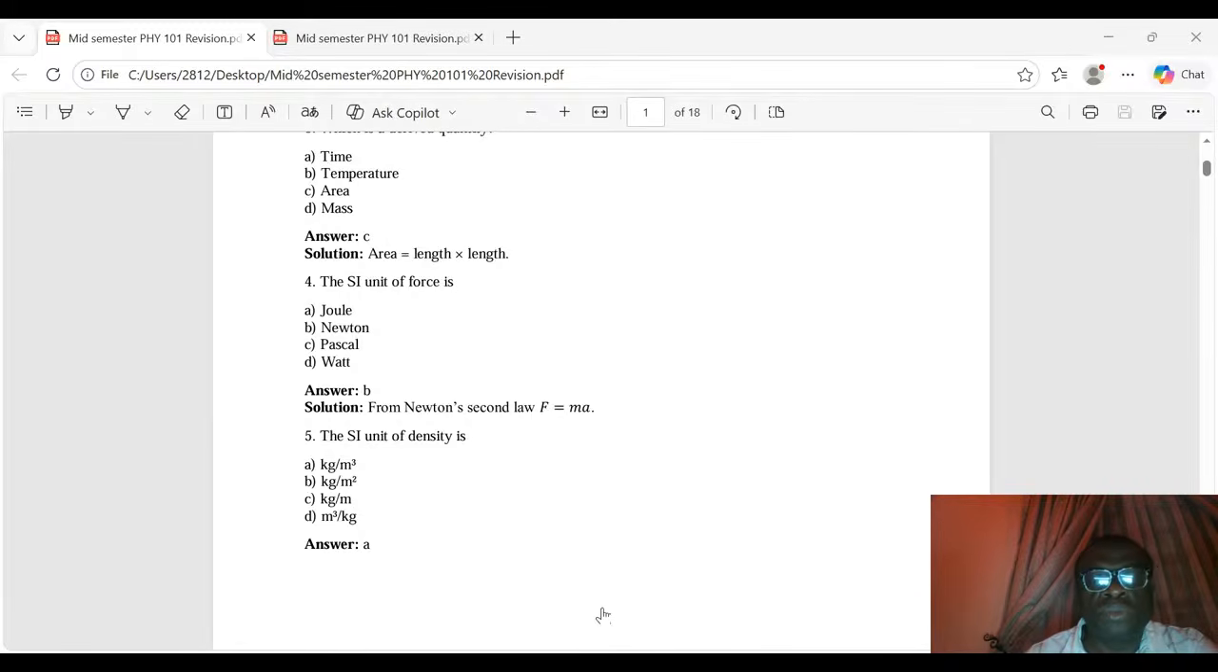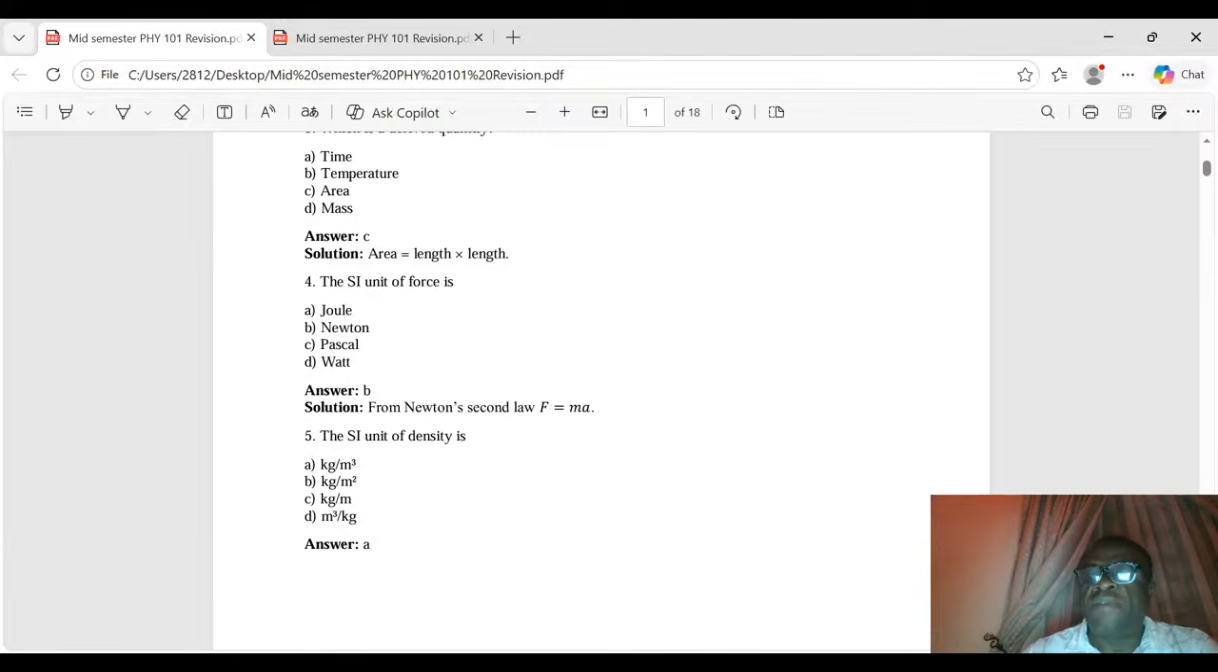Number four, the SI unit for force is A, joules, B, Newton, C, Pascal, D, watts. The solution is Newton's second law, which is F equal to ma. So this is Newton.